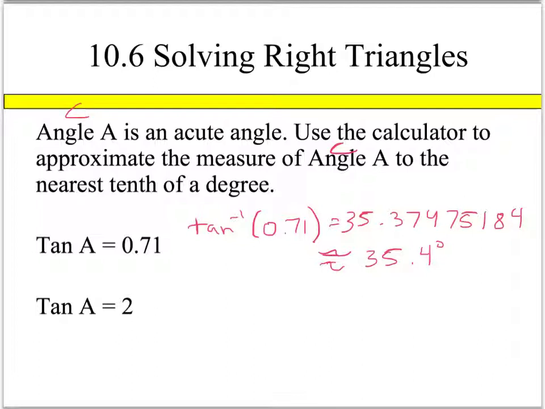Alright? So if we look at the bottom one, the tangent of A is equal to 2. So again, on your calculator, you're going to take the second tangent, put 2, and you're going to get a long decimal. When you round that to the nearest tenth, you get 63.4 degrees. Again, it's going to be degrees, so 63.4. Again, if you didn't get those answers, make sure it's in degree mode, and then solve.